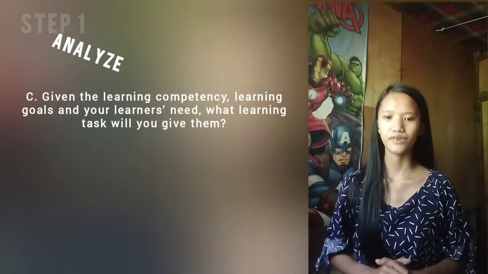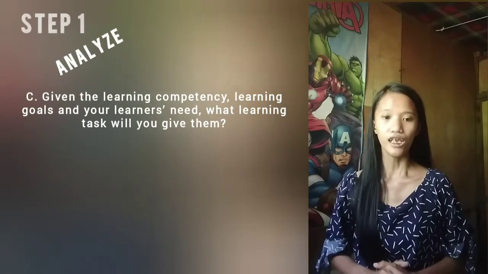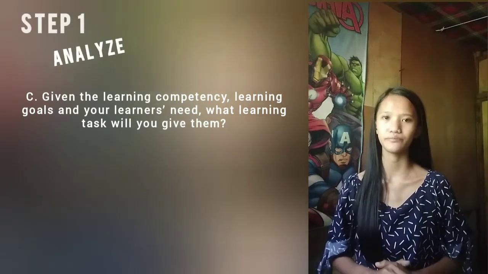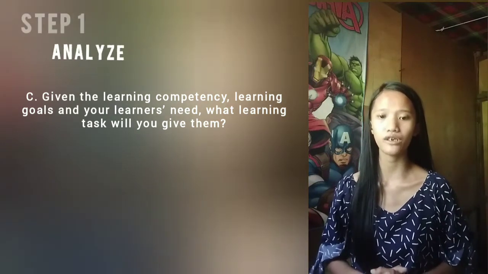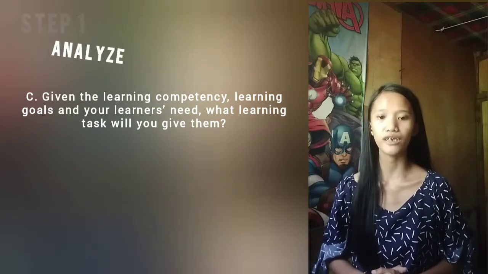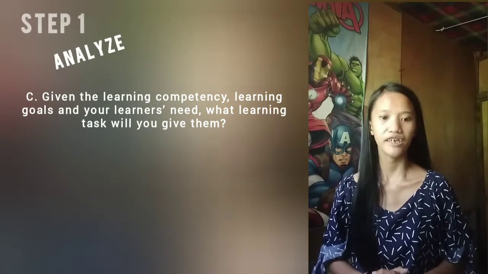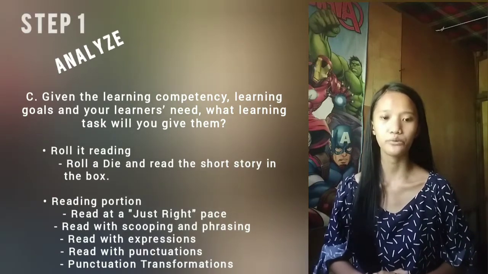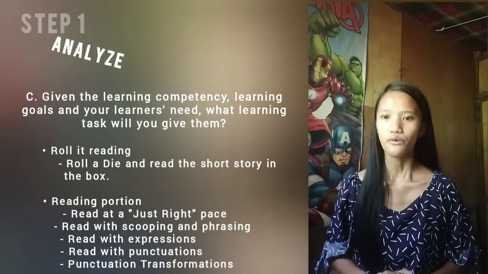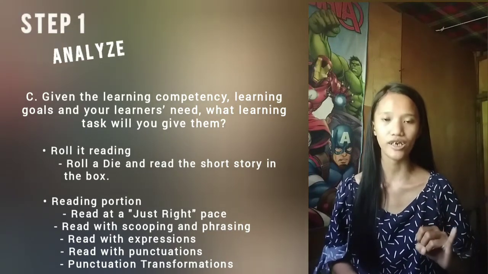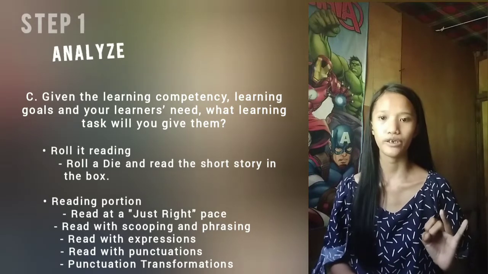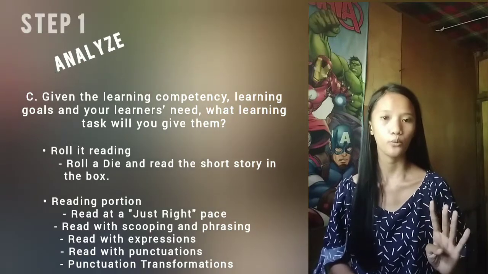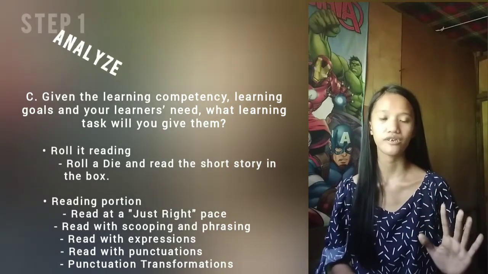Question letter C: given the learning competency, learning goals, and your learners' need, what learning task will you give them? The learning task that I will give to the learners that match with my learning competency, learning goals, and my learners' need are: roll at reading, roll a die, and read the short story in the box. Reading portion: read at a just right pace, read with scooping and phrasing, read with expressions, read with punctuations, transformations.